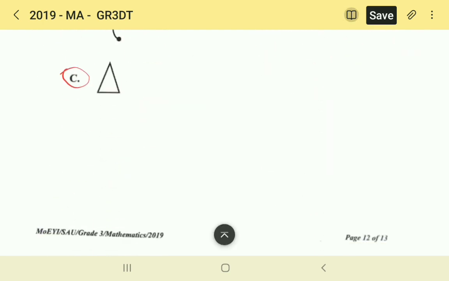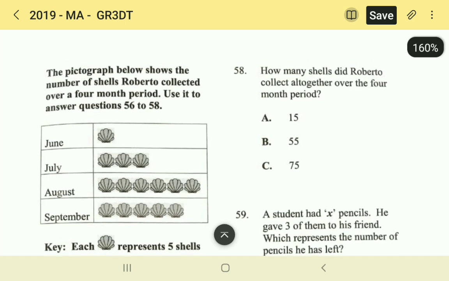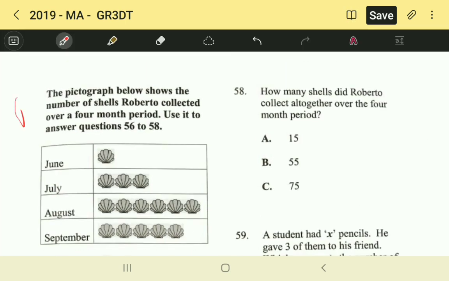Moving on to, I think, 56. This one is also a repeat. Let's just put R for repeat. All right, the picture graph below shows the number of shells Roberto collected over a 4-month period. Use it to answer questions 56 to 58.